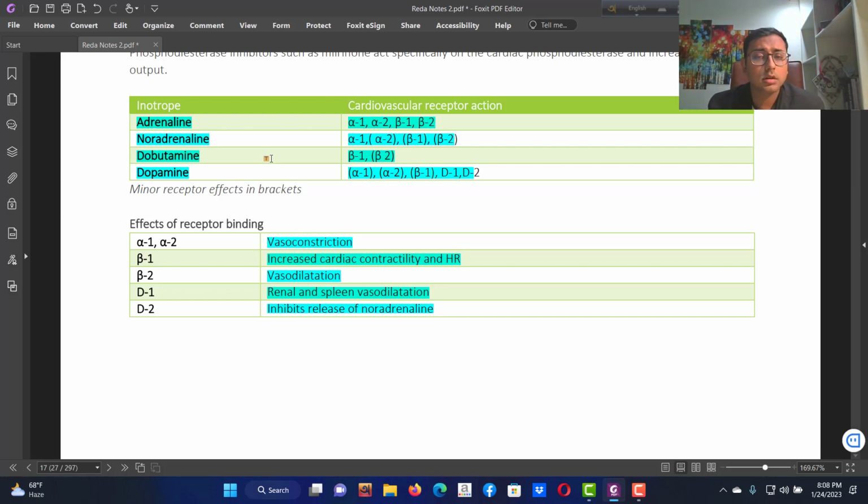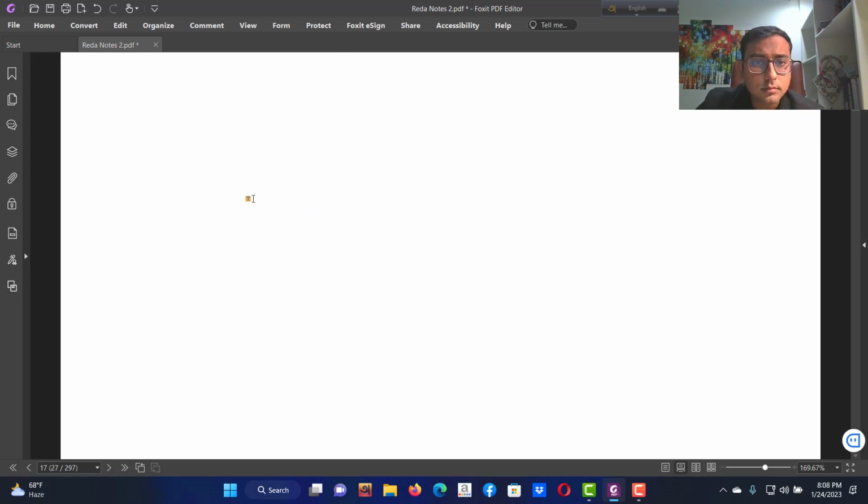Septic shock is usually treated with noradrenaline because we must cause peripheral vasoconstriction. Okay, that's why noradrenaline is used. Also, noradrenaline is used to lower the cardiac output. Okay, but in case of cardiogenic shock, we know the heart cannot beat up to the mark. That's why dopamine is used.